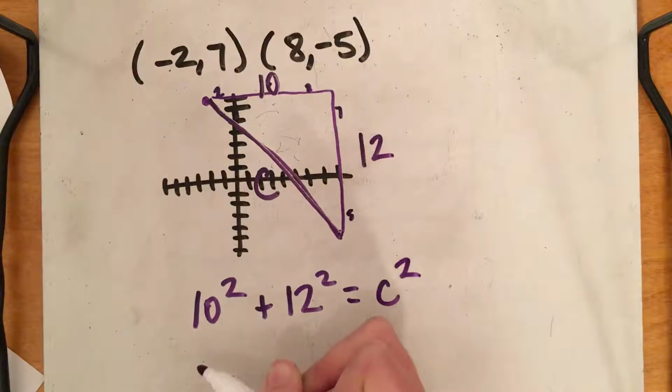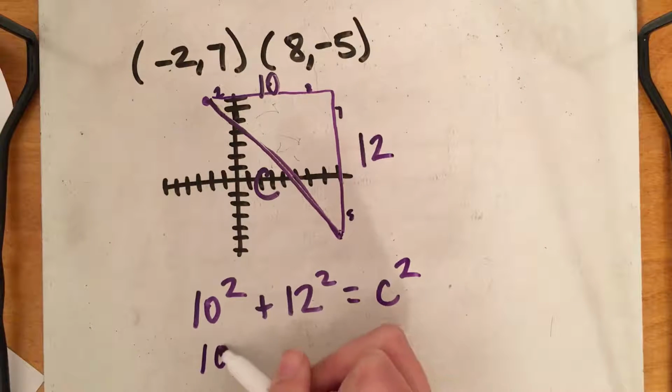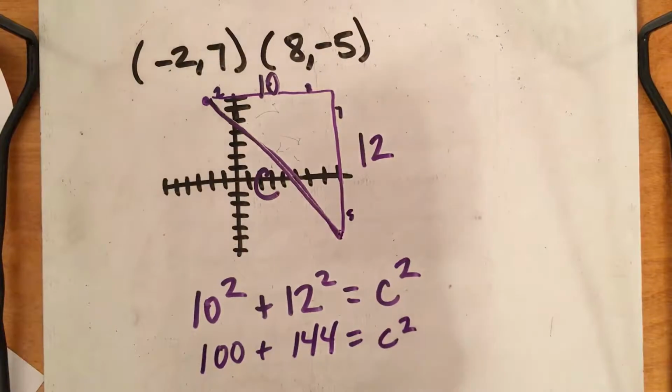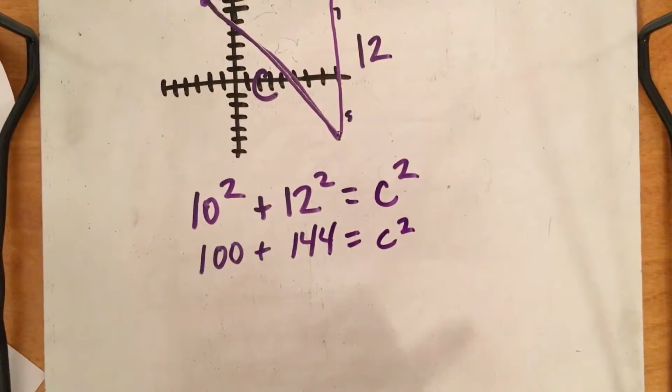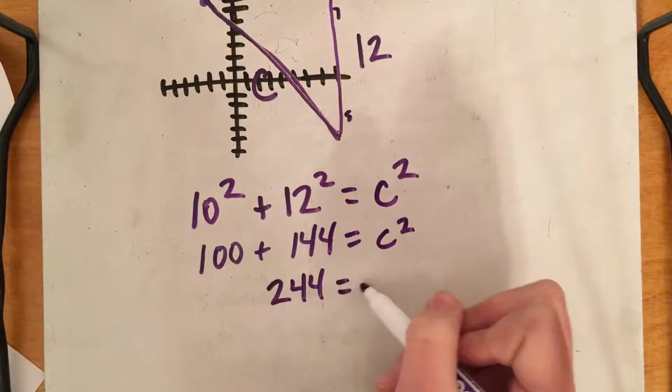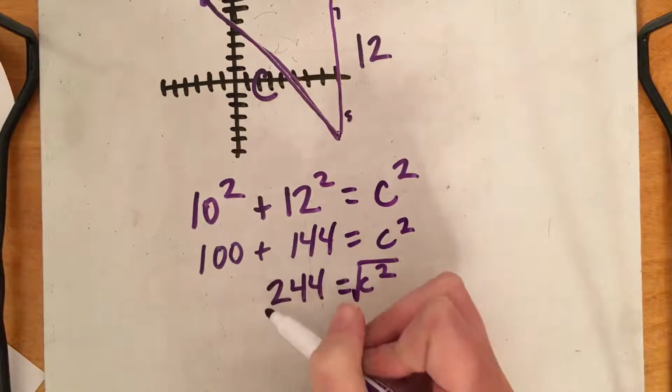All right, so I'm going to just square these here. 10 squared is 100, 12 squared is 144. Equals c squared. All right, and then I'm going to square root both sides. Or I can combine these together first. So 244 equals c squared, and then I'll square root each side.